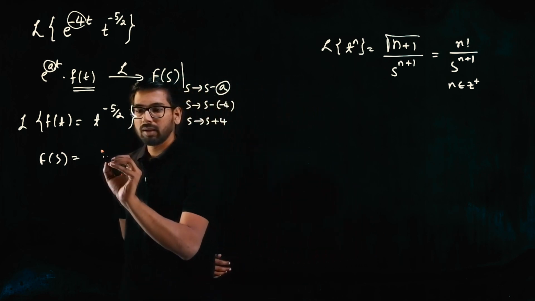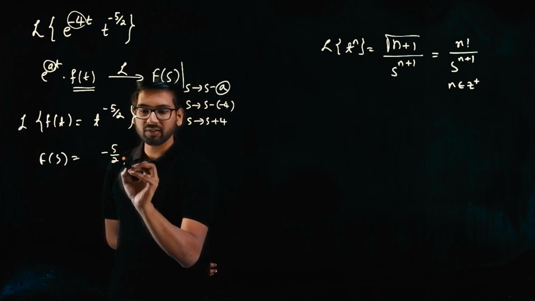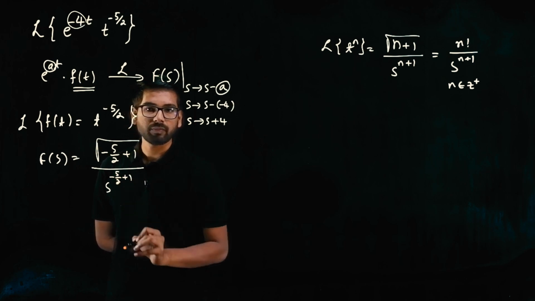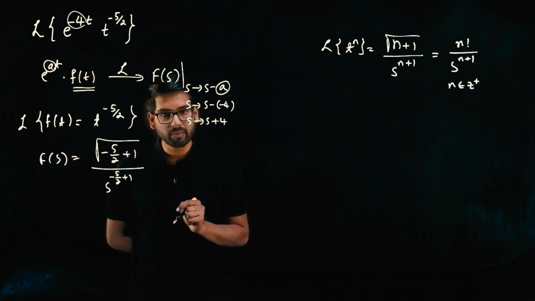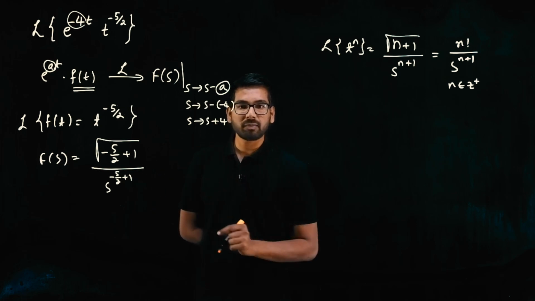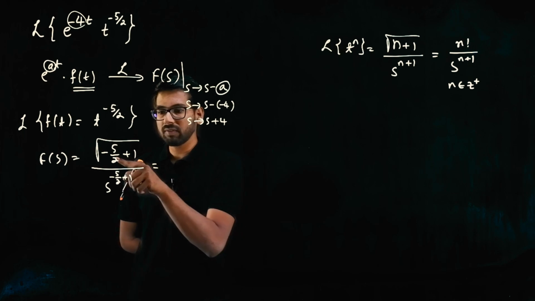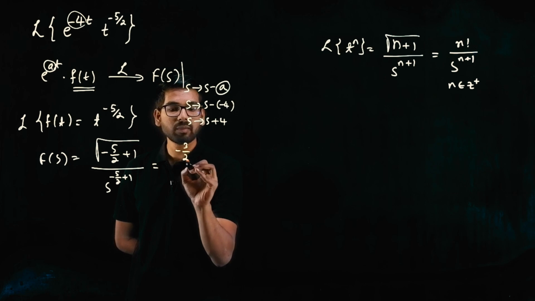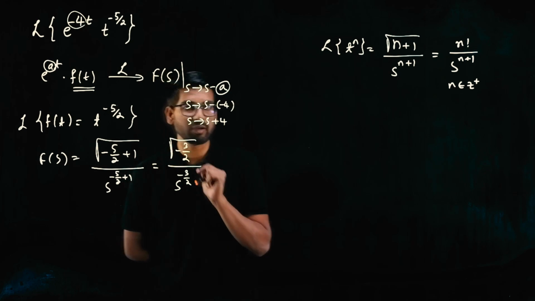So here n is minus 5 by 2. That is gamma of minus 5 by 2 plus 1 by s power minus 5 by 2 plus 1. So what is the value of the numerator? What is the value of gamma of minus 5 by 2? That we have to find. We cannot just substitute s as s plus 4 here. First we need to find gamma. One more step: minus 5 by 2 plus 1 is minus 3 by 2, s power minus 3 by 2. We need to find the gamma of minus 3 by 2.